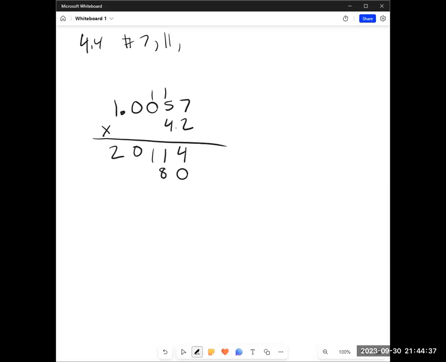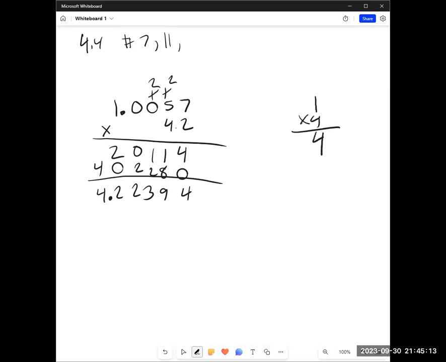4 times 7 is 28. 4 times 5 is 20, plus 2 is 22. 4. This is 4, 9, 3, 2, 2, 4. And I have 5 decimal places: 3, 4, 5. So we do have a number a little bit bigger than 4 and 2 tenths, like we expected. And we're going to round to the nearest whole number and multiply to get our estimate here, which is 4. That's a pretty close estimate.